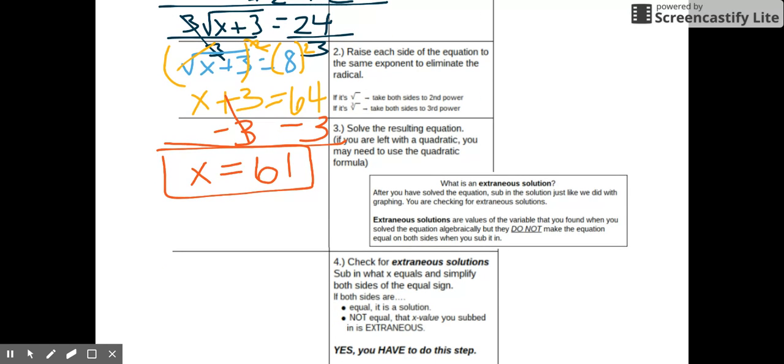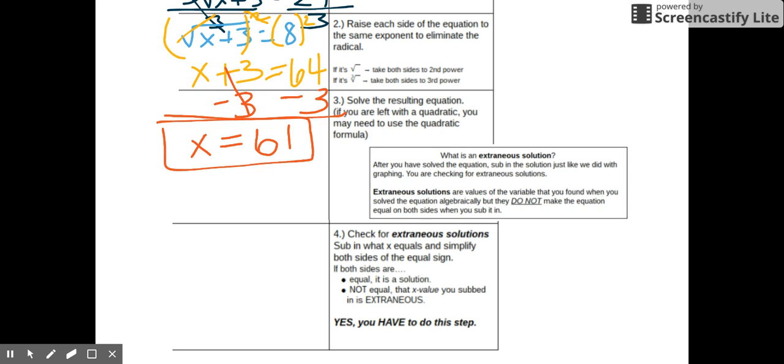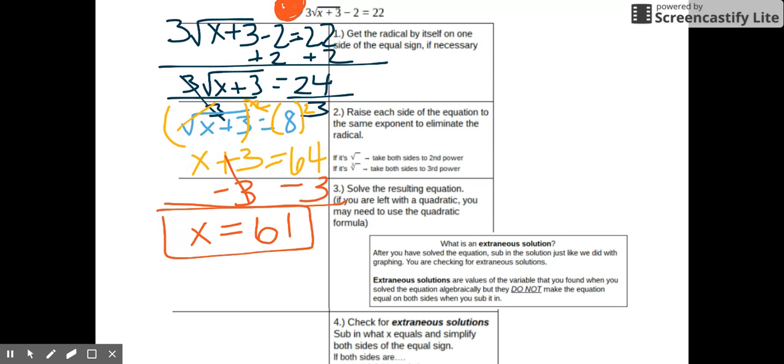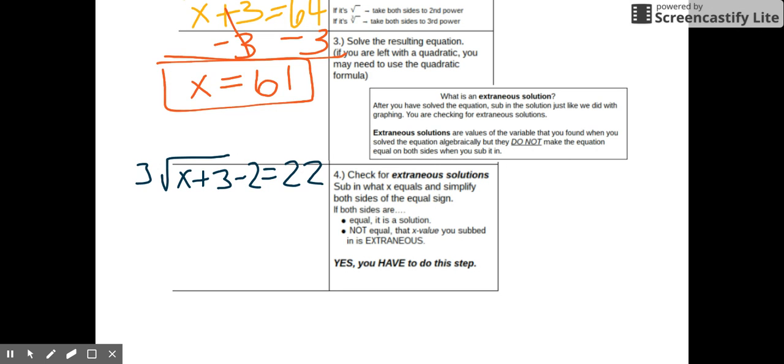My last step is I have to check to see if it's extraneous. So if it's extraneous, my two sides are not going to equal. So let's plug in 61 into the original equation. So my original equation was 3 square root of x plus 3 minus 2 equals 22. And this time, instead of x, I'm going to put in the 61 that I got. So just like before, we start by simplifying everything under the radical. So I have 3 square root of 64 minus 2. Okay, I'm going to take the square root of 64 and type that in my calculator and end up with 8.